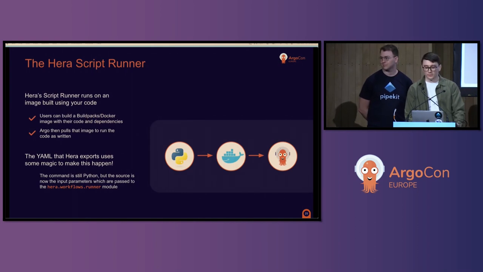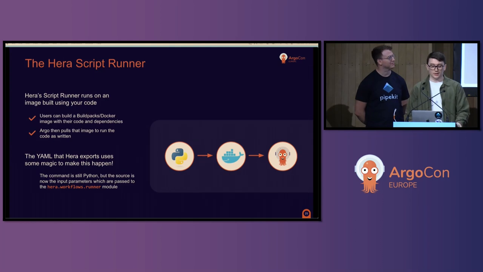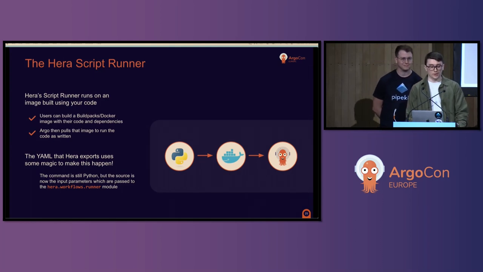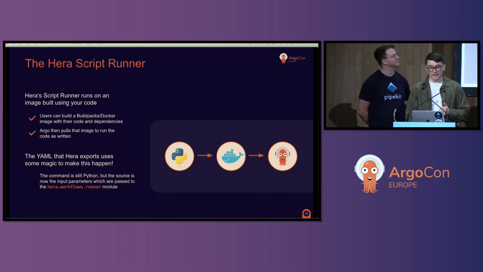So the Hera script runner is a way to run your code through an image built with your dependencies, including Hera itself, meaning your code runs exactly as written. It encourages the use of container tech because users need to build an image with their code dependencies, which is pulled and run on Argo.